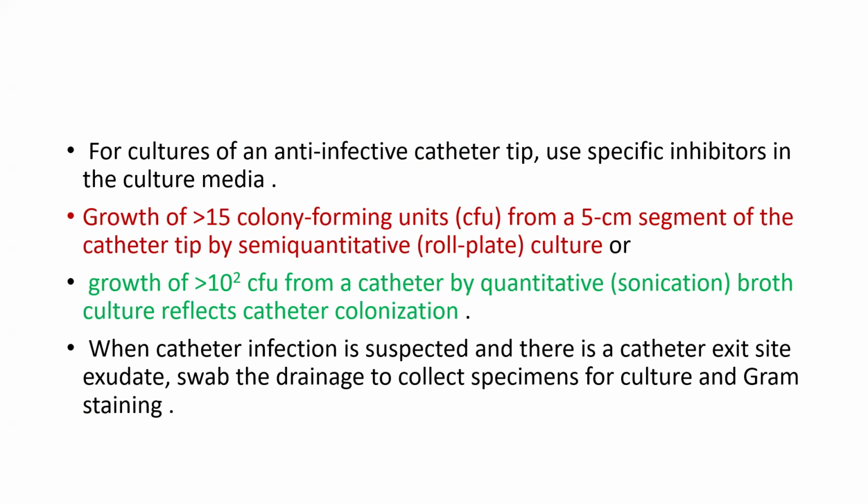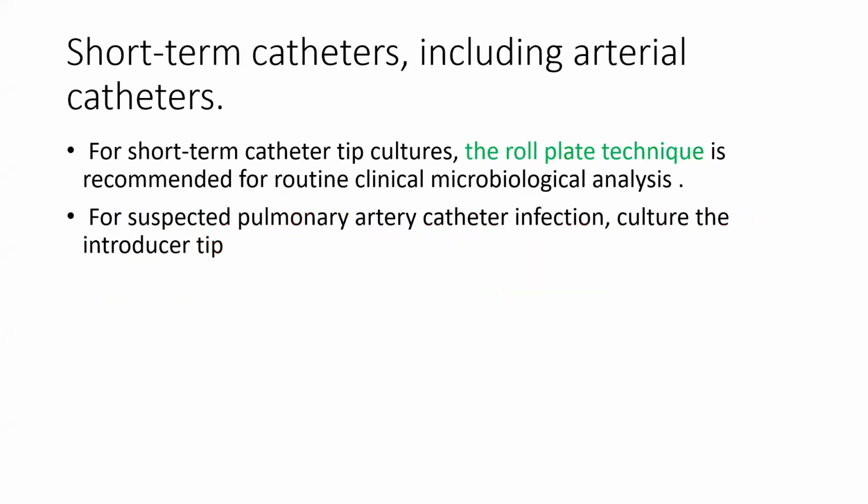So when are we supposed to call it central line related bloodstream infection? Growth of more than 15 colony forming units from a 5 centimeter segment of the catheter tip by semi-quantitative culture, or growth of more than 10 raised to 2 colony forming units from the catheter by quantitative broth culture, reflects catheter colonization. When catheter infection is suspected and there is catheter exit site exudate, swab the drainage to collect a specimen for culture and gram stain.